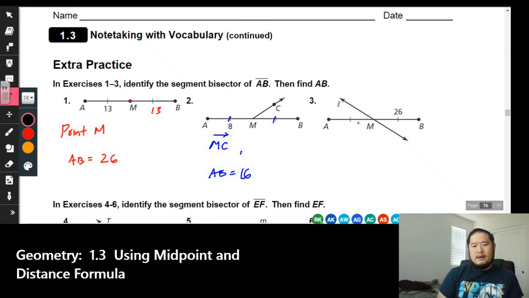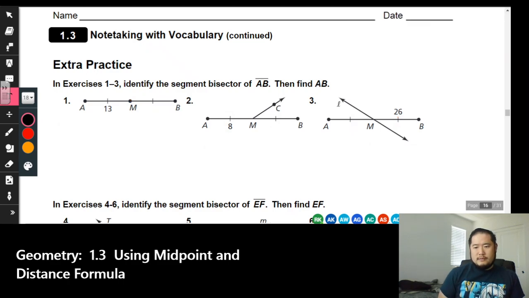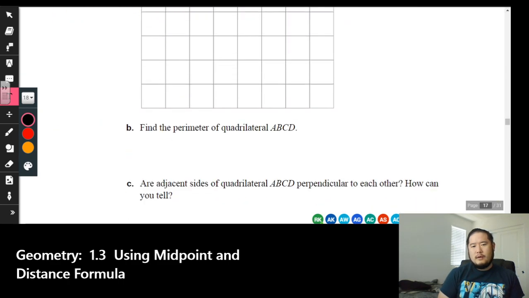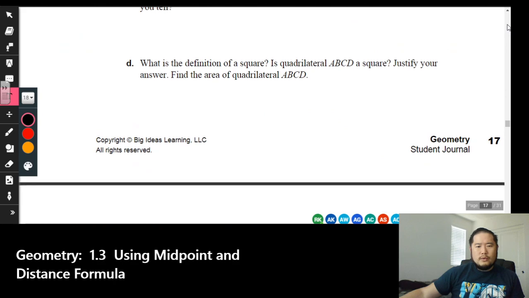For number 3 right here, we see that AM is once again congruent to BM, and then this time we have line L that bisects our segment, and segment AB is going to be 26 times 2, which happens to be 52, or 26 plus 26. All right, let's move on to the next question right here. We'll take a look at number 4.